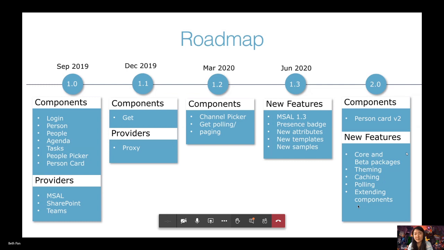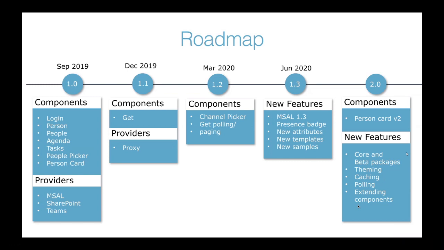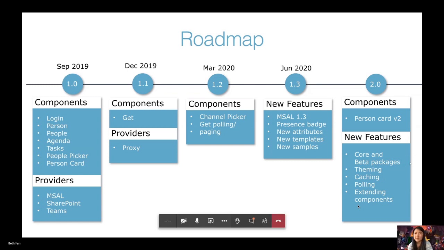Polling, we already have some of this introduced in some of our components as well. So how do we pull data every 5 seconds or 2 seconds from Graph? I can show you an example later on if we have time. And how do we enable developers to extend the components to build their own? We're thinking about making our project more granular, so that if you want to create your own MGT components outside of the ones we already provide, that will be a possibility for 2.0.